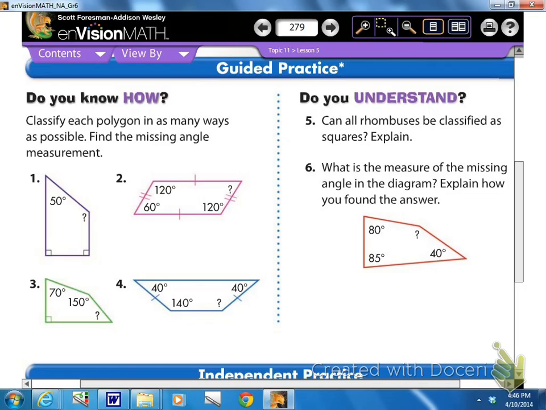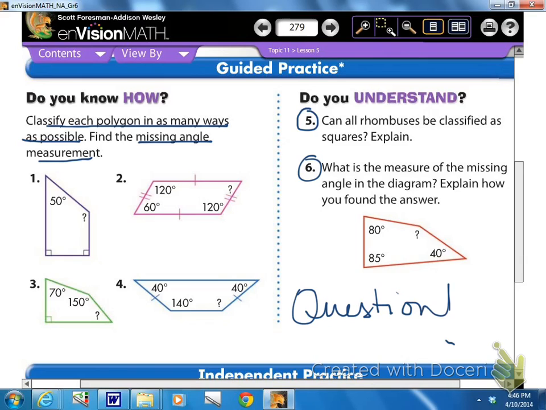Okay, the rest of your homework is to do the guided practice on page 279, 1 through 4. First, classify each polygon in as many ways as possible. Sometimes there's only one way to classify it, and sometimes there's 4 ways. So make sure you do it as many ways as possible and find the missing angle measurement. Okay, and then go ahead and answer questions 5 and 6 and bring it tomorrow to class with a question. See you then.